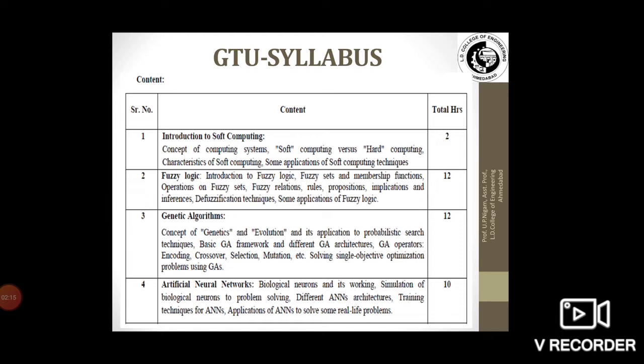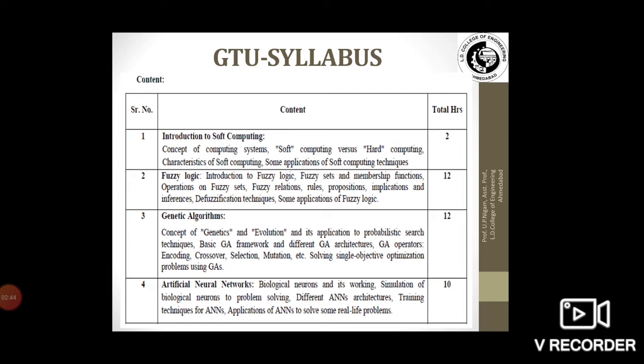Module number 1 is the introduction to soft computing, which we are going to complete today, in which we will learn about the concepts of computing systems, soft computing versus hard computing, and the characteristics and applications of soft computing. The second module is fuzzy logic. It is a famous and well-known soft computing technique. Then module 3 is genetic algorithm, in which we will learn about the genetic algorithm.